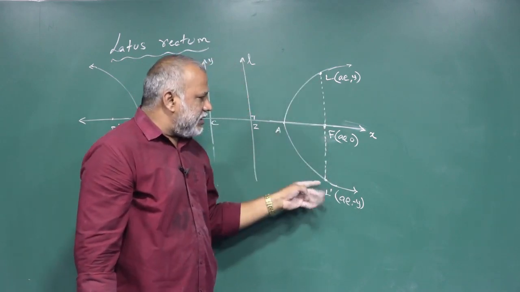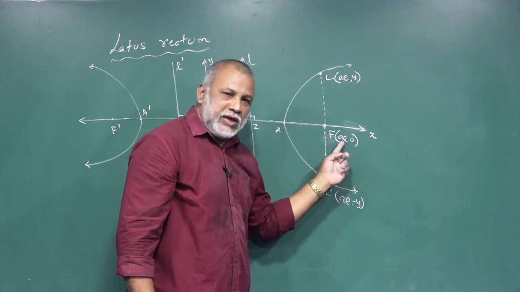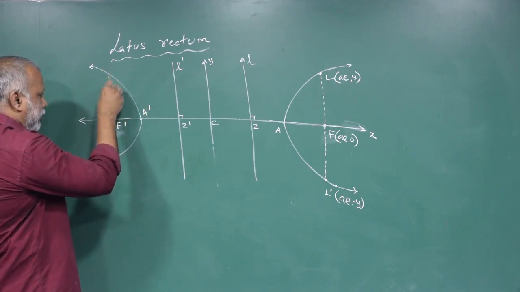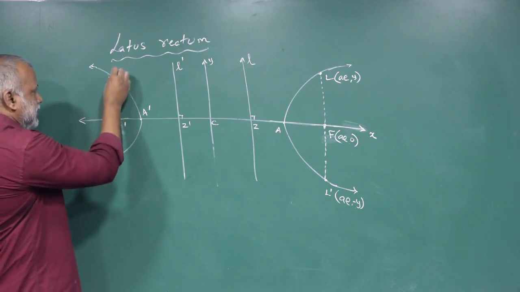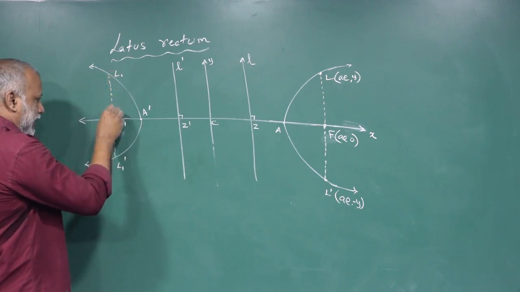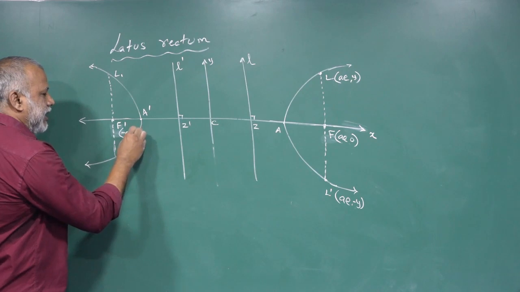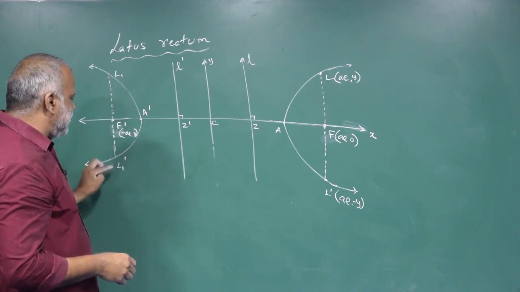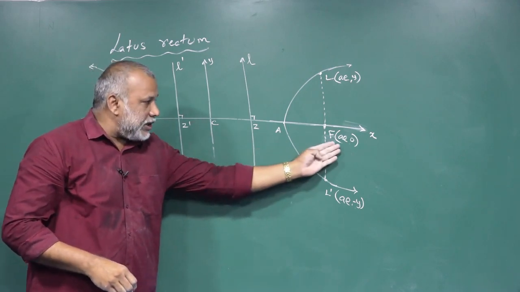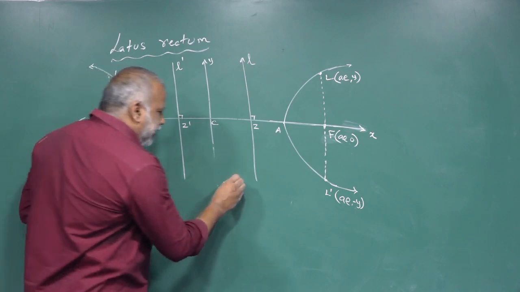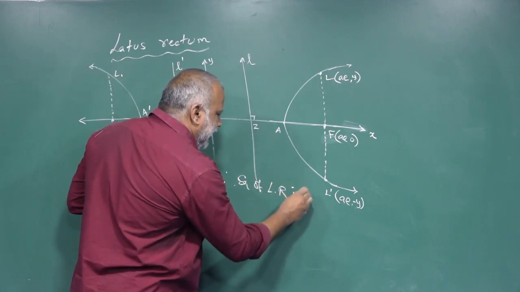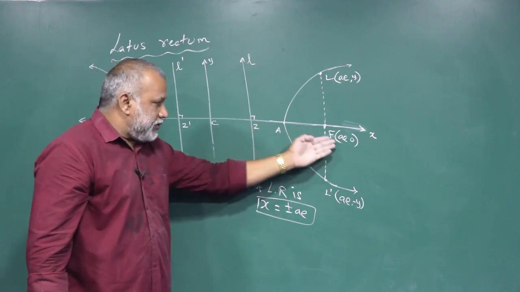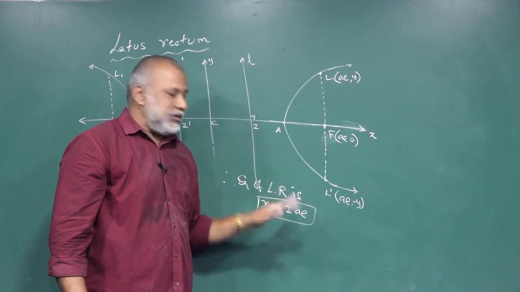Then the equation. Now what is the equation? See, this line passes through (AE, 0). Therefore the x value is AE. The same way, see here F dash. Here also we are able to draw the same diagram because of the symmetry. So this is L1, this is L1 dash. This is also a latus rectum. It must pass through the point (minus AE, 0). These are called endpoints. So here x equals AE, here x equals minus AE. Therefore the equation of the latus rectum is x equals plus or minus AE. This is the positive side, this is the negative side. This is the equation of the latus rectum.